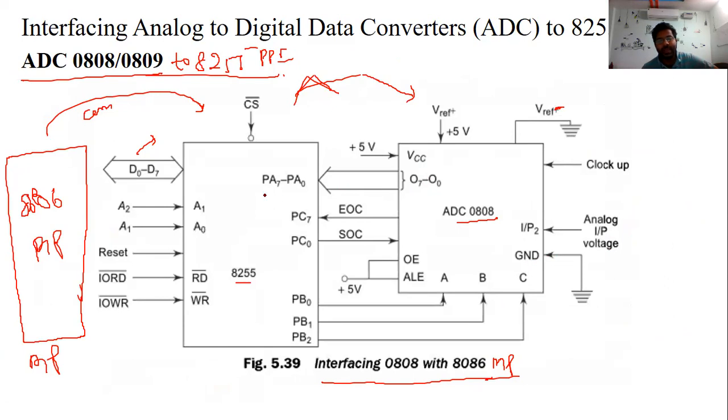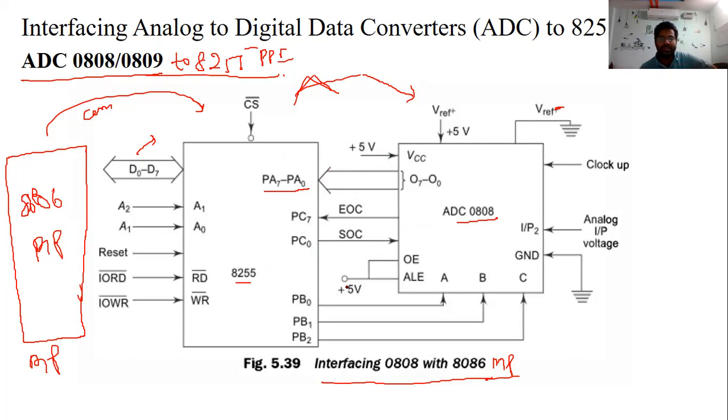In the problem they can ask you to use port A. So see this arrow as input. You can draw the symbols like this. So the start of conversion: the 8255 initiates the start of conversion. Once it is done, the ADC acknowledges with the signal EOC, end of conversion.